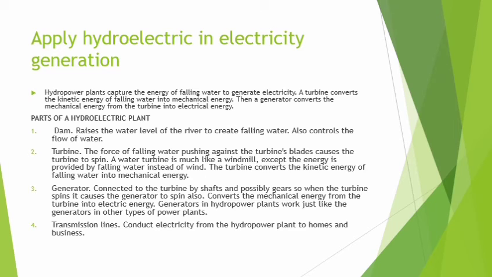Number 3, generator. Connected to the turbine by a shaft and possibly gears, so when the turbine spins it causes the generator to spin also. It converts the mechanical energy from the turbine into electric energy. The generator in a hydropower plant works like the generator of other types of power plants. Number 4, transmission lines conduct electricity from the hydropower plant to homes and businesses.